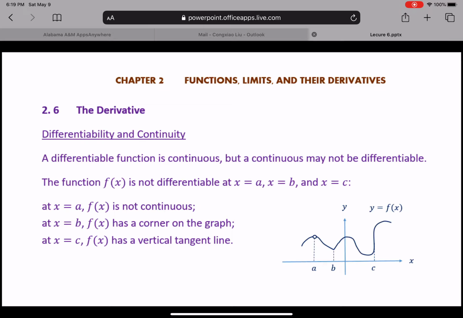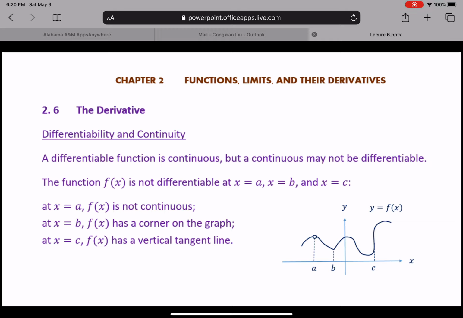So on the graph, there are 3 cases where a function is not differentiable, or the derivative does not exist. The function f is not differentiable at x equal to a, x equal to b, and x equal to c for different reasons. At x equal to a, f of x is not continuous, so it's not differentiable. So to be differentiable, the function has to be continuous.